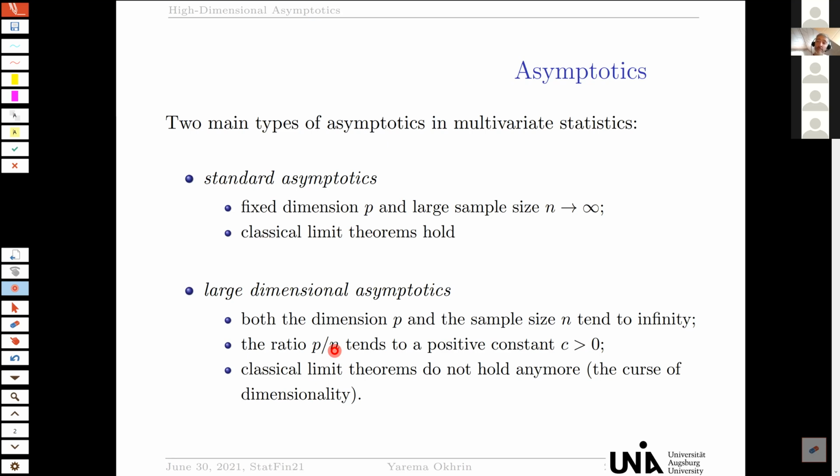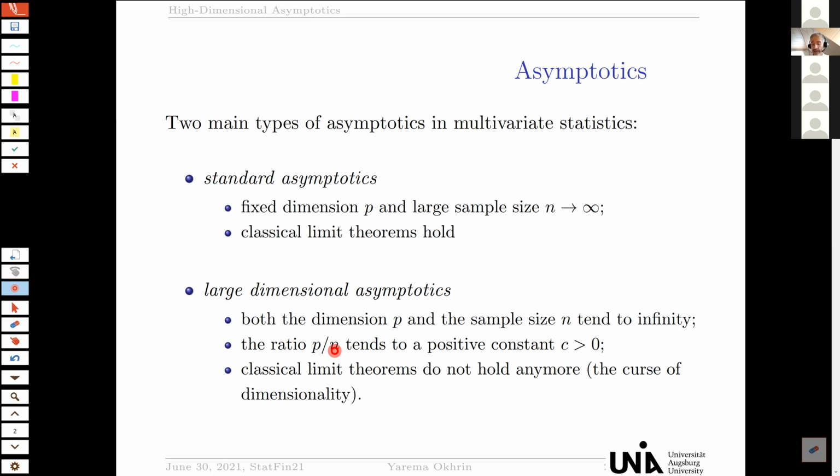This c can be, for example, smaller than 1, then our dimension is smaller than the sample size, but it can also be larger than 1. In that case, our dimension is larger than the sample size. And in that case, most of the classical limit theorems do not hold anymore, and we suffer from the so-called curse of dimensionality.